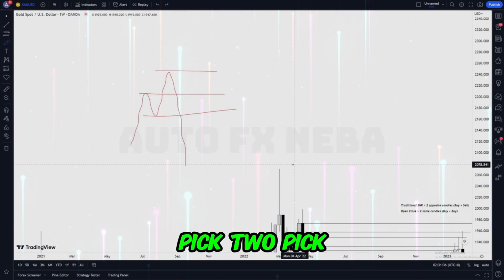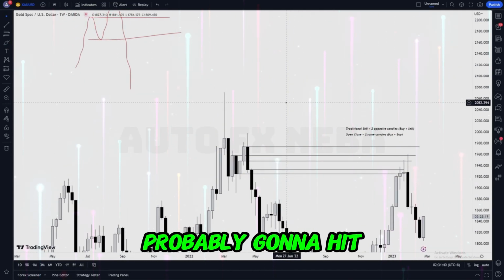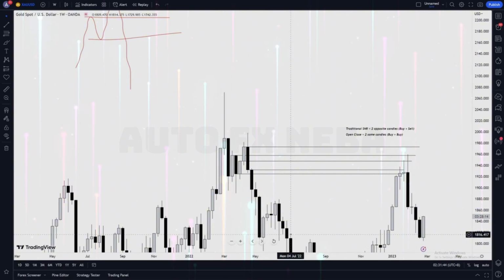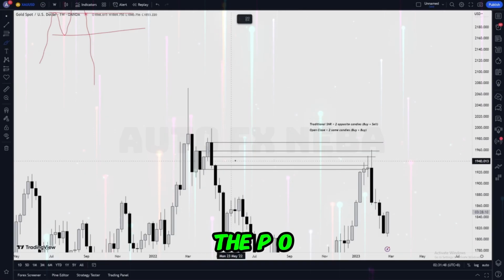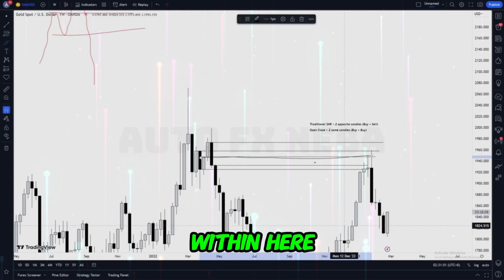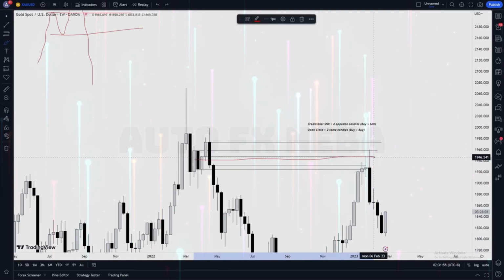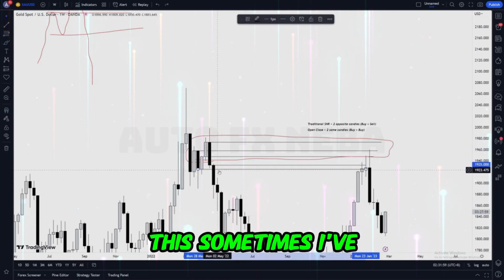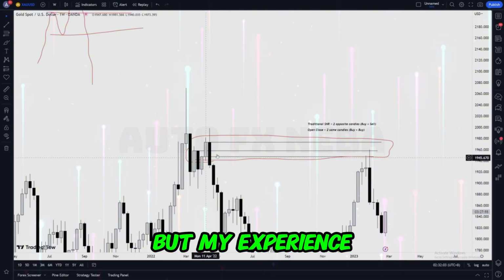Pick 2 out of these that your experience says is probably going to hit. My experience tells me that I should only take the POIs within here. And I'll tell you why. My experience says I should only take this, and I should not even bother too much about this. Sometimes I've been wrong, by the way. Sometimes price comes here, touches, drops off. Okay, no problem. But my experience tells me here.